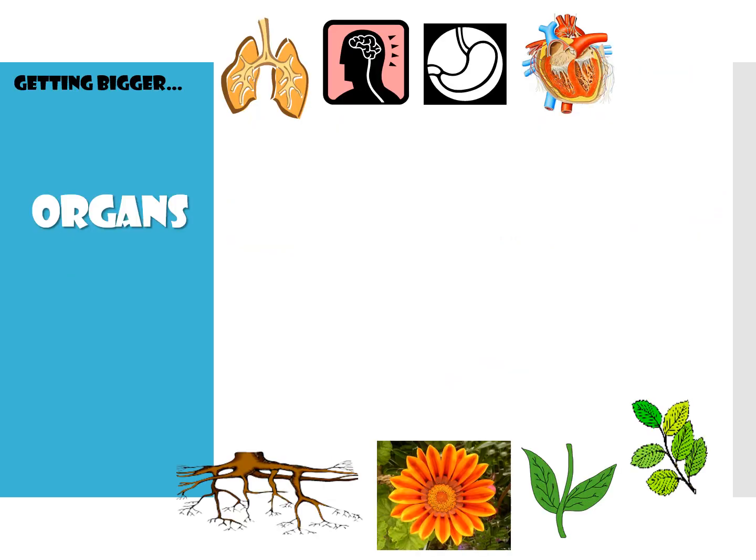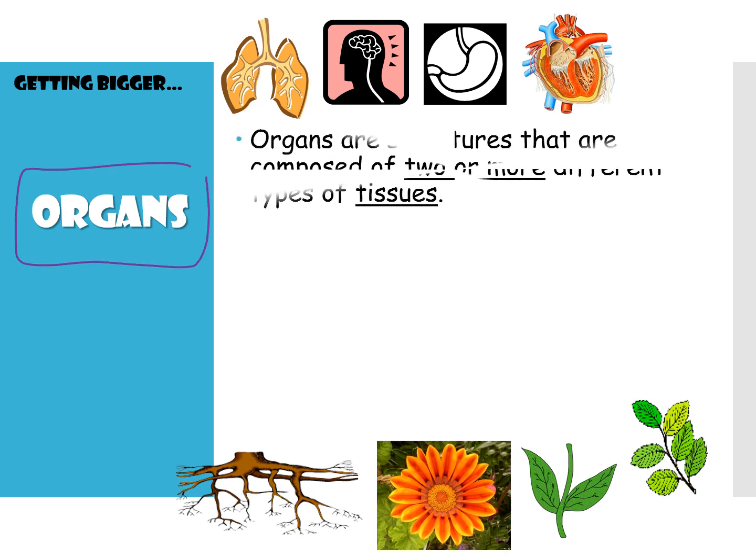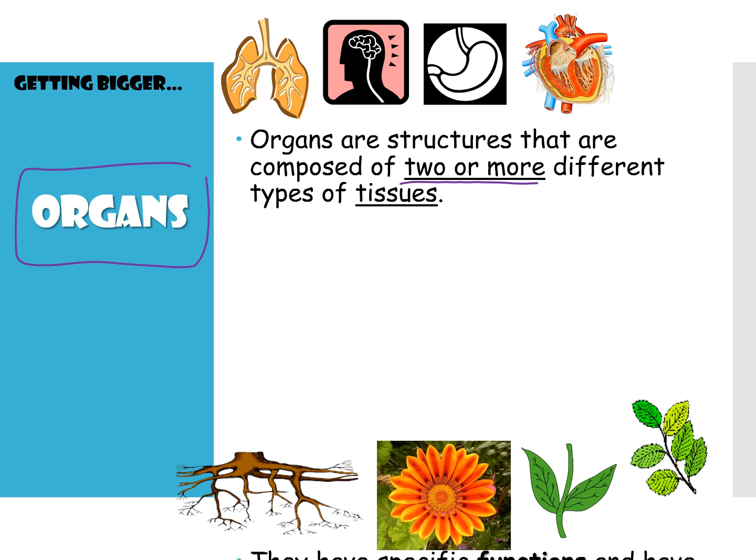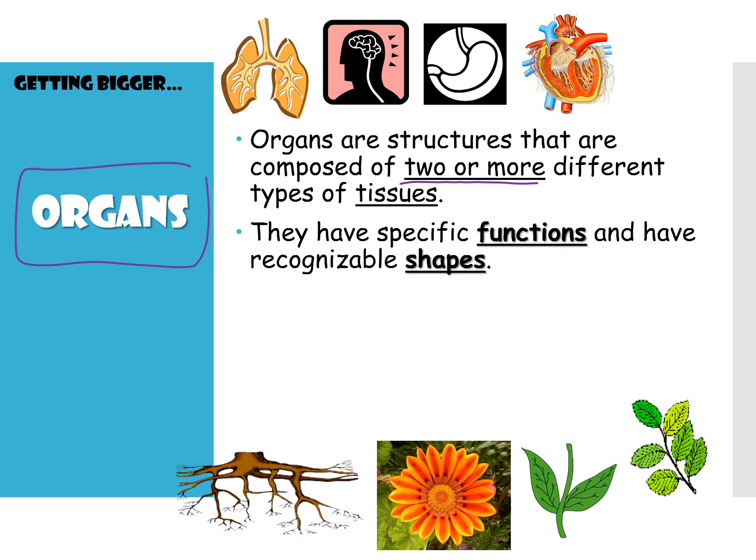So if we go bigger in scale, we get to the organ level. So organs are structures that are composed of two or more different types of tissues. Generally, organs have recognizable shapes, and people recognize those parts as doing very specific functions or jobs. So if we look at the ones up here on the list, you might recognize these: lungs, the brain, the stomach, the heart. Those are multiple tissue types all working together to do one specific job for the body.